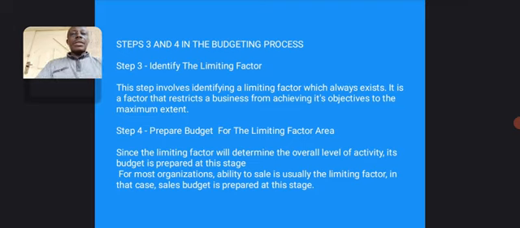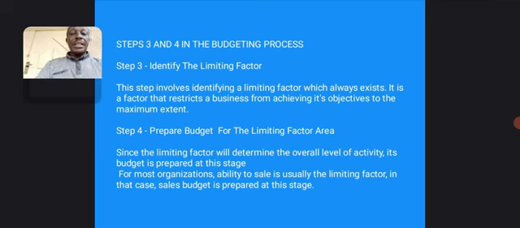You recall that we're still on steps in the budgeting process. We have looked at the first and second steps that have to do with setting up the budget committee, and then communicating the guidelines. In this lecture, we're going to look at steps 3 and 4.